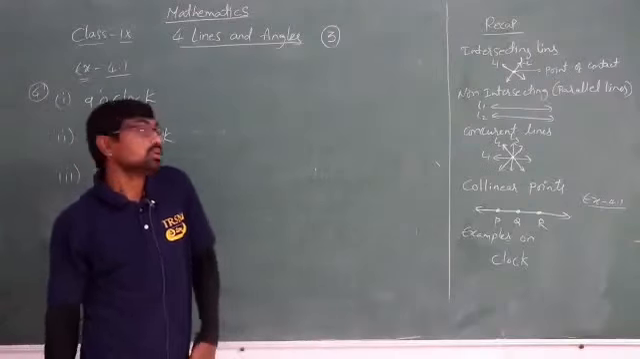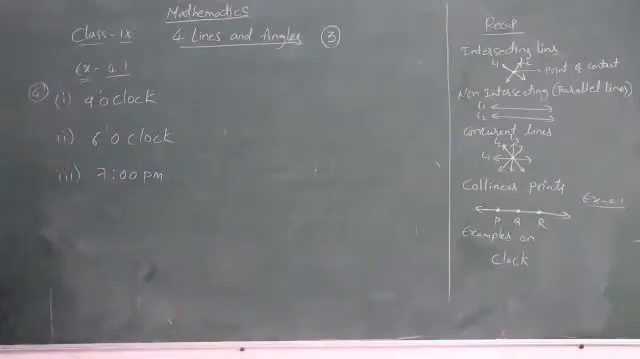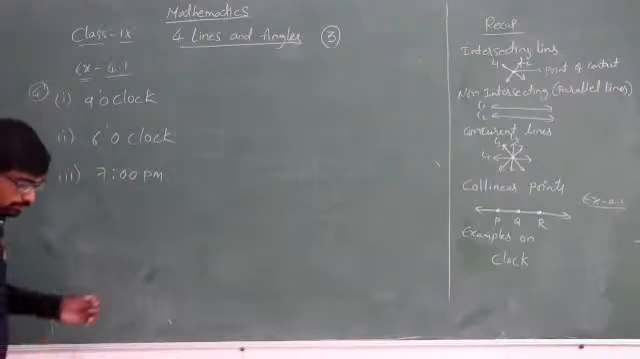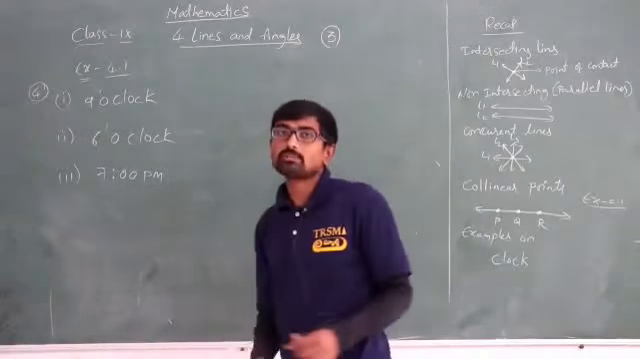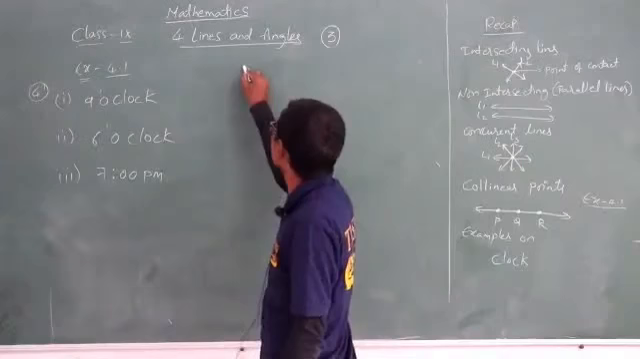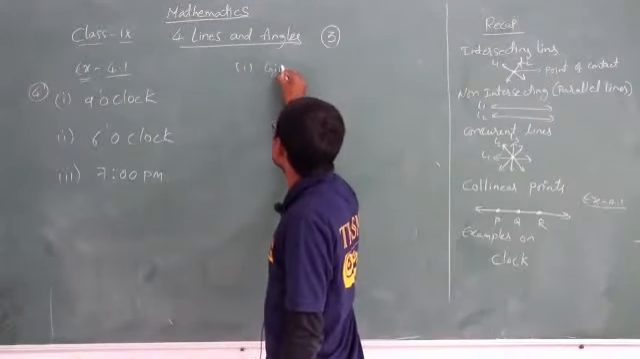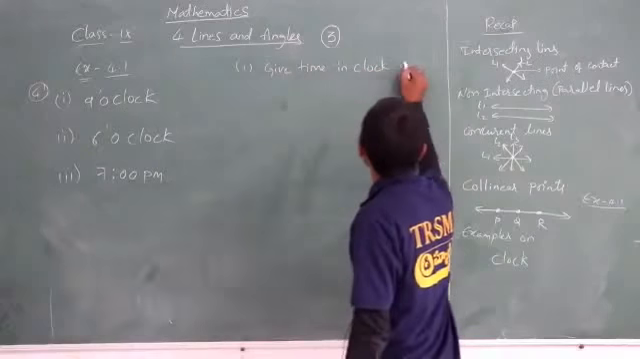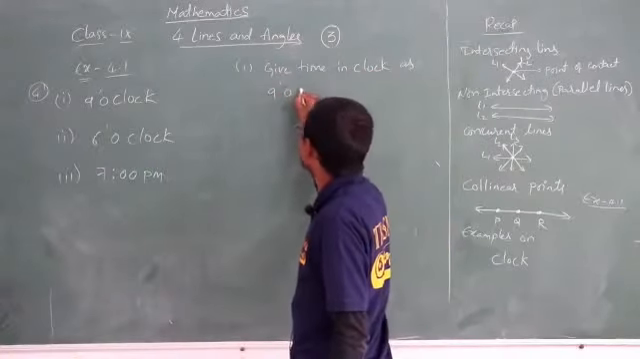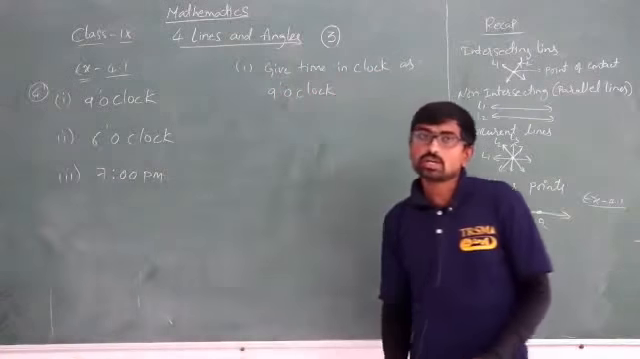Okay, so here what we need to do is find the angle between two hands of the clock when the time in the clock is first 9 o'clock, second 6 o'clock, and third one is 7 p.m. Okay, so now let me do a problem. I gave an example yesterday only. Now one more time I am explaining you. Listen carefully. First one, given time in the clock as 9 o'clock.